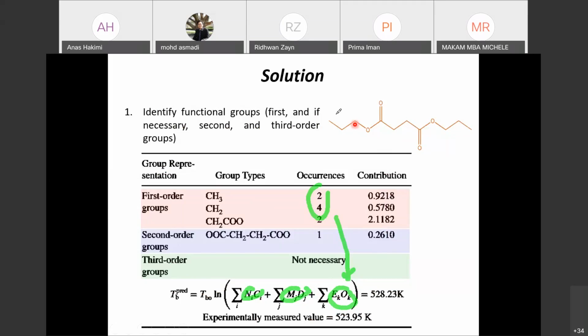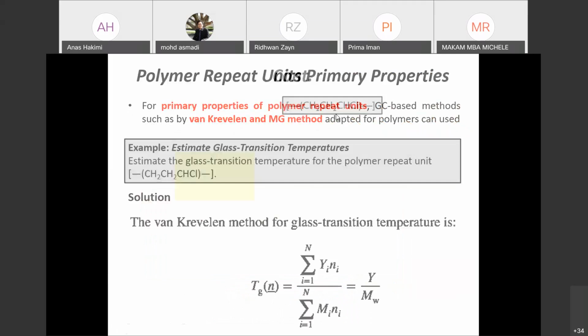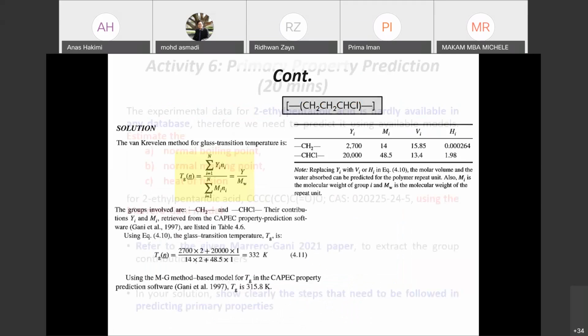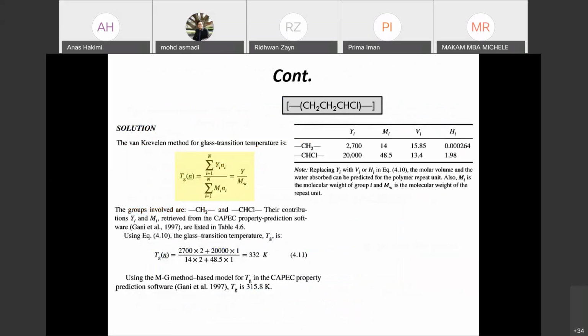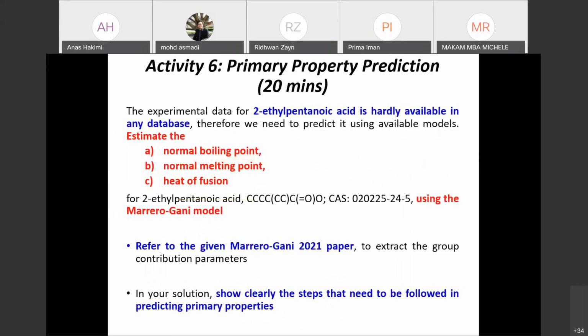In order to do this activity, you have to refer to that paper, the Mariro Ghani 2021 paper. So you have to refer to that one. Okay, thank you.